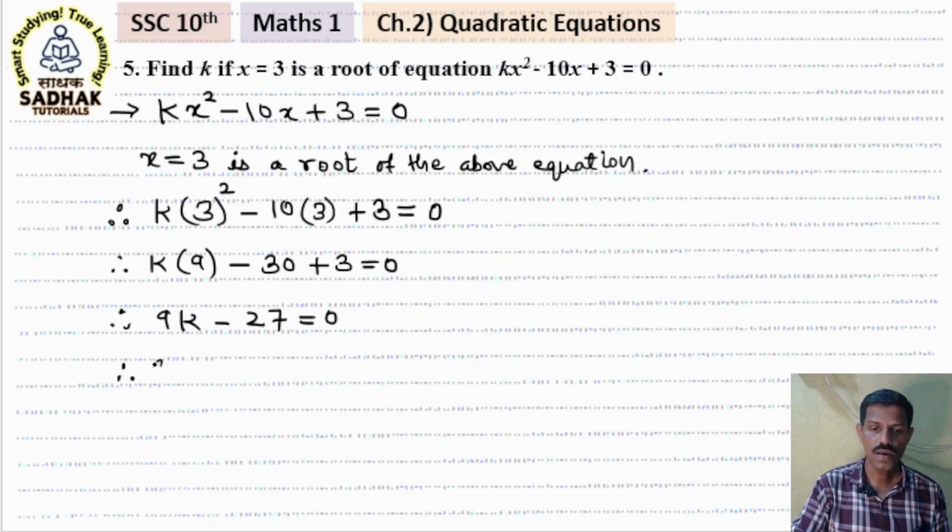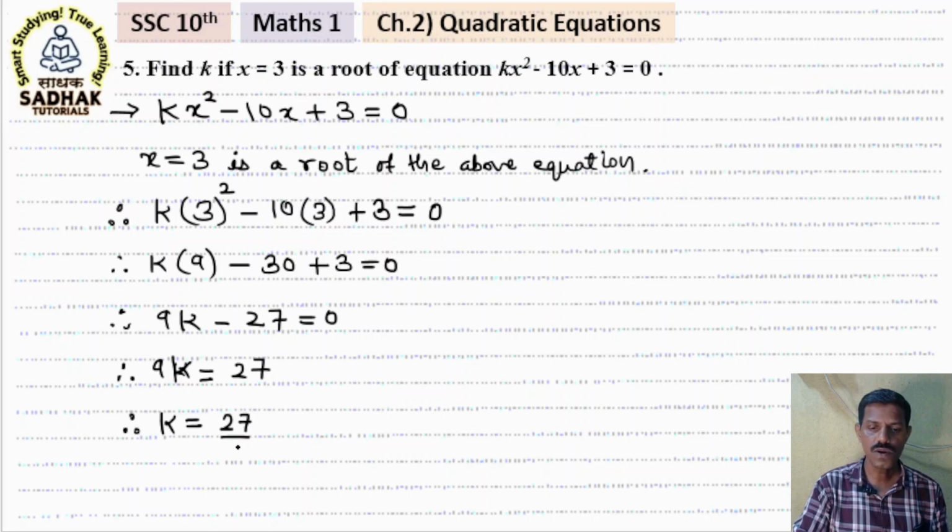So therefore 9k, now this minus 27 we have to take it on the right hand side, so it will become plus 27. Okay, and now because we want to find out k, so that 9 will also come on the right hand side, because it is 9 multiplied by k, now it will become divided by. Okay, that 9 is a numerator, now it will go into the denominator.